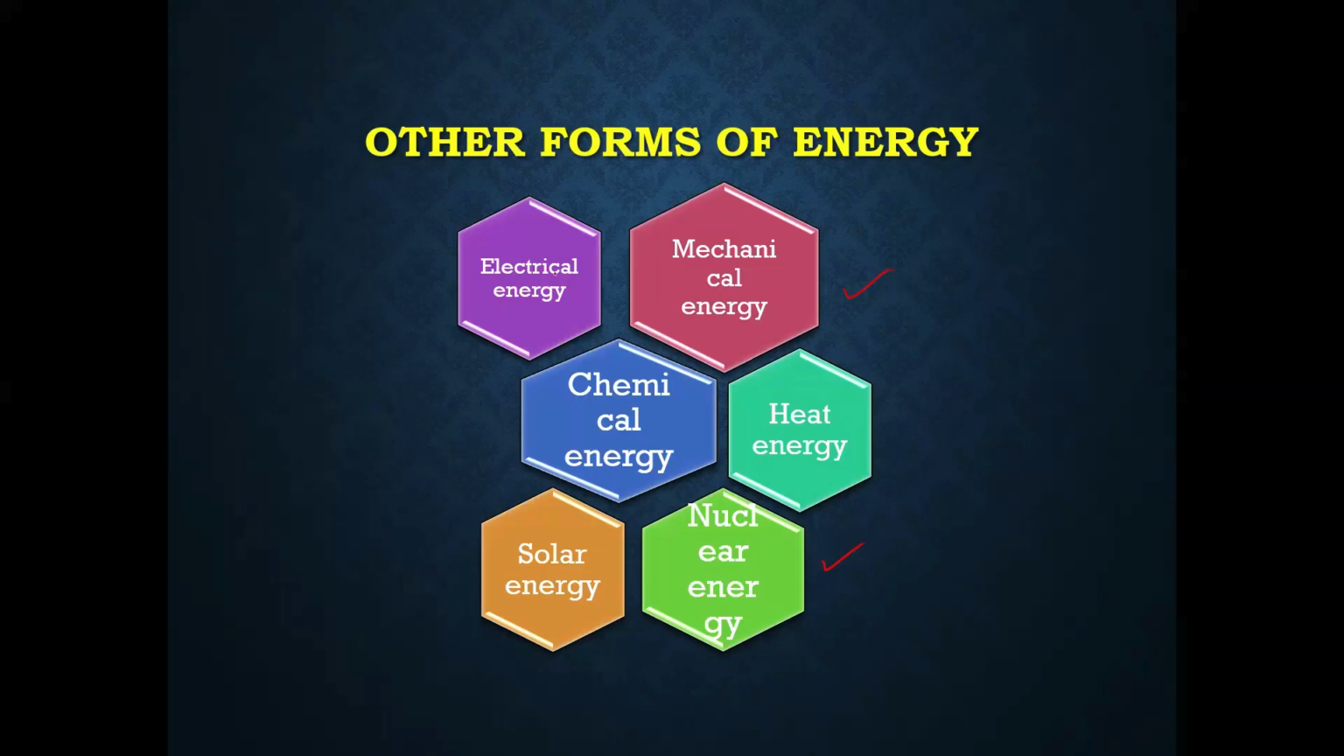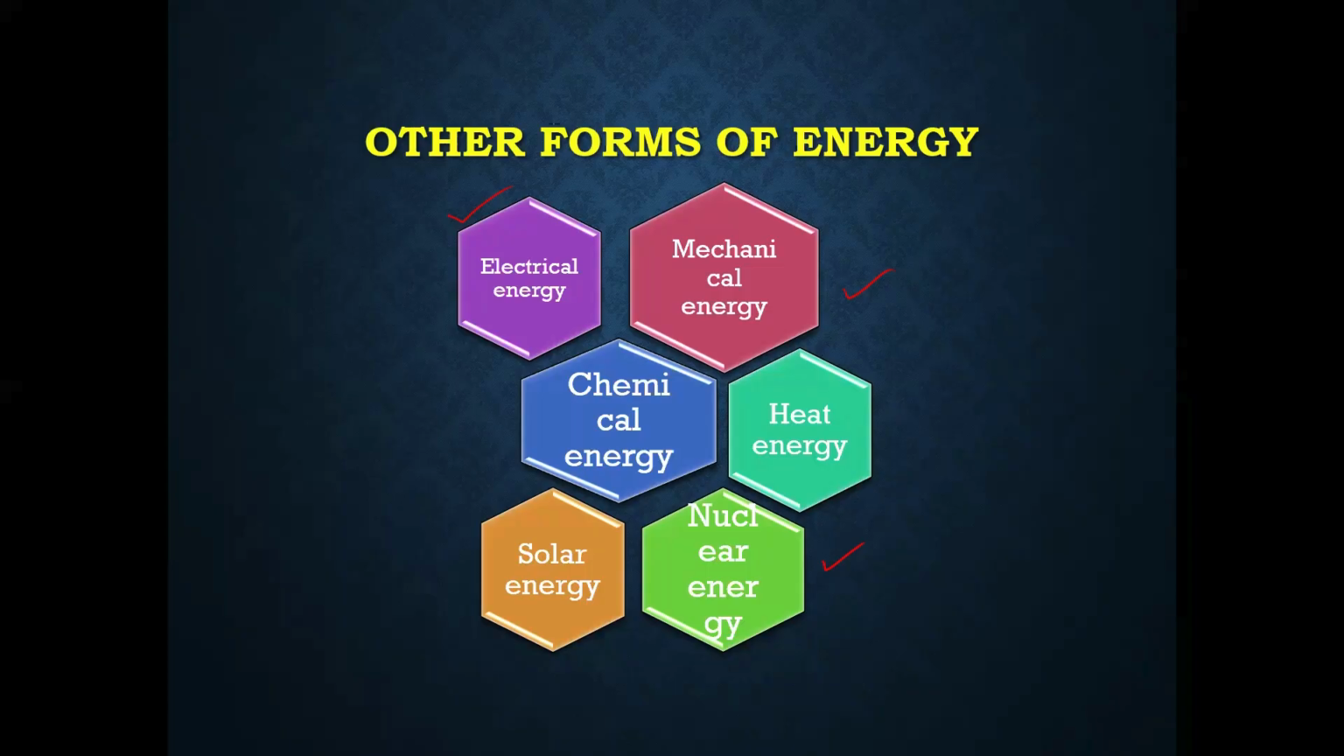Among all these energy sources, the most important or the most convenient form of energy, we can say, is electrical energy, because it can be easily transported, easily controlled, and we can convert this particular energy into various other forms of energy with 100% efficiency. That is the main advantage of electrical energy. But the only limitation is that it cannot be stored in large quantities.